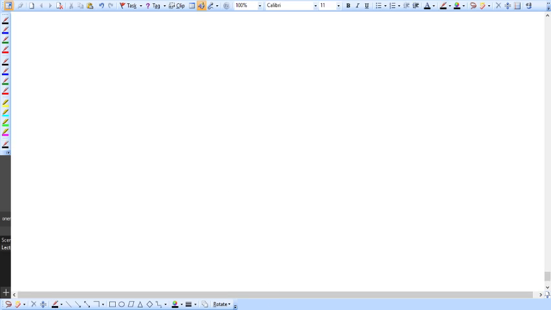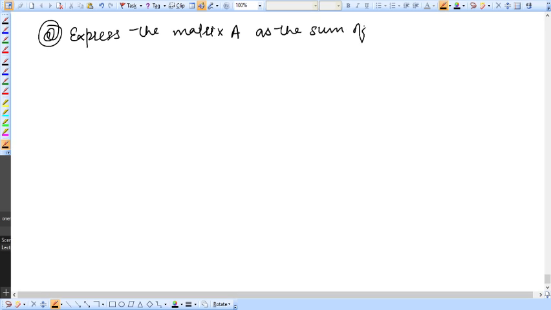Now let's do a problem on this result. Express the matrix A as the sum of a symmetric and a skew symmetric matrix, where A is equal to 4 5 6, minus 1 0 1, 2 1 2.